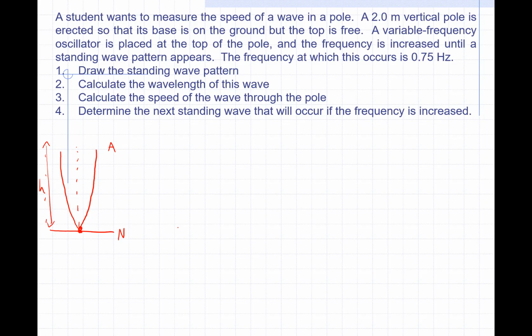Okay, so number 2, calculate the wavelength of this wave. Well, we know this height is 2 meters. And how much of a wave do we have here? Well, a full wave would be node to the next node to the next node. We only have node to antinode. That's a quarter of a wave. So 2.0 meters is equal to lambda over 4, or lambda equals 4 times 2, which is 8.0 meters.